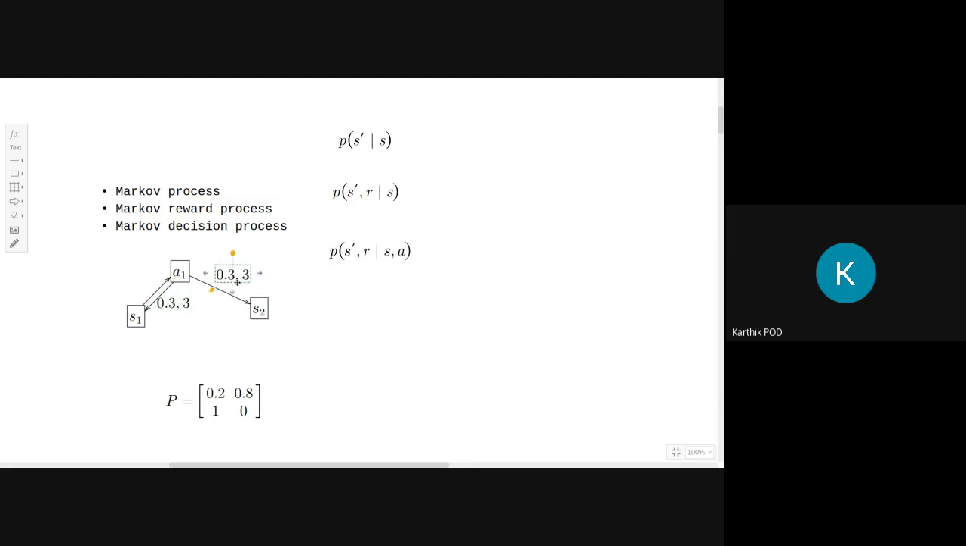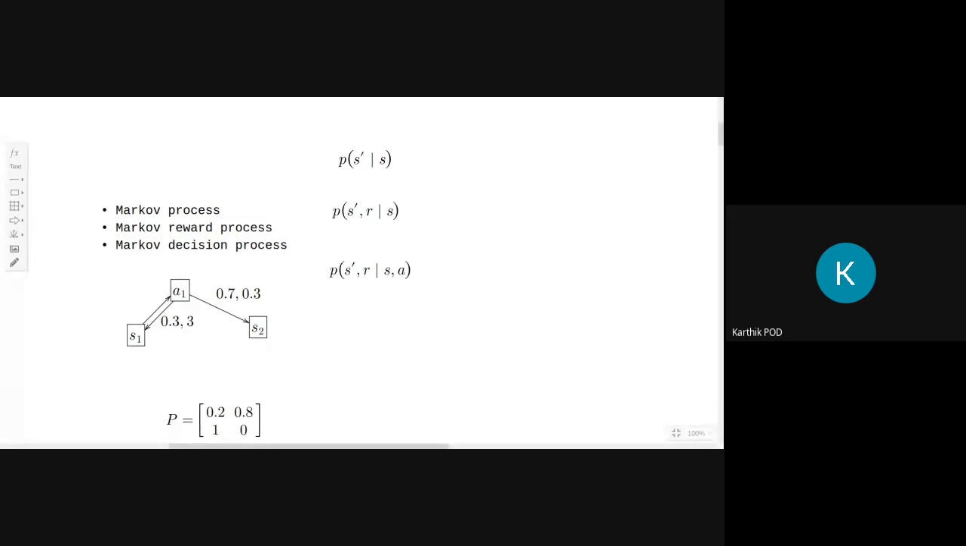What should this be? A1 to S2, 0.7. So it has to transition to S2 with 0.7 probability. Reward could be, let's say, 0.3. This is what an MDP will look like. Of course, I have not completed it. You could have multiple actions from S1 and a totally different set of actions from S2. So that is roughly the basics of an MDP.